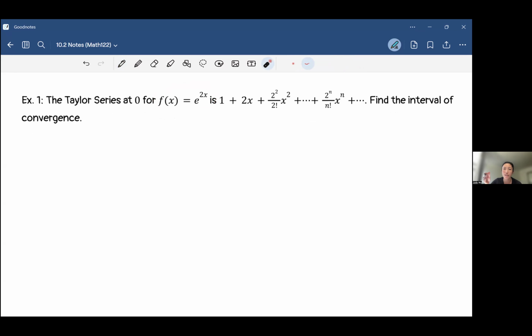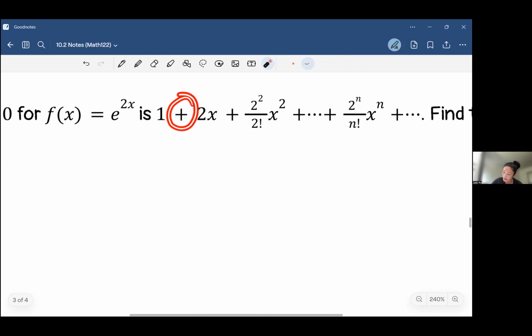Okay, so we know this is a series because we see all these plus signs. Plus, plus, plus, plus. I don't have a comma, comma, comma like I did last time. I have a bunch of pluses. Now this is the most important part when we're reading through any of these questions.